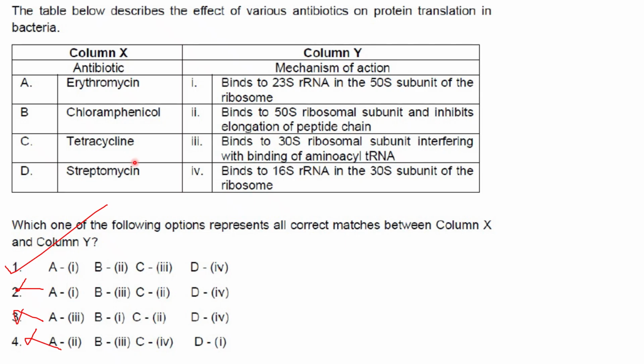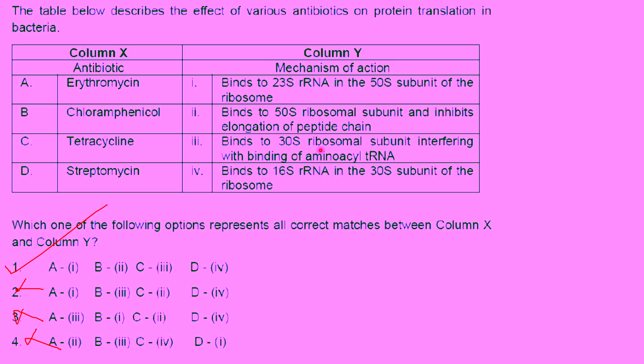Then tetracycline. Tetracycline binds to the A site. So new aminoacylated tRNA will not enter into the A site. So it binds to the 30S ribosomal subunit, interfering with binding of aminoacyl tRNA. Yes. C3. Then streptomycin, it will inhibit initiation of protein synthesis.